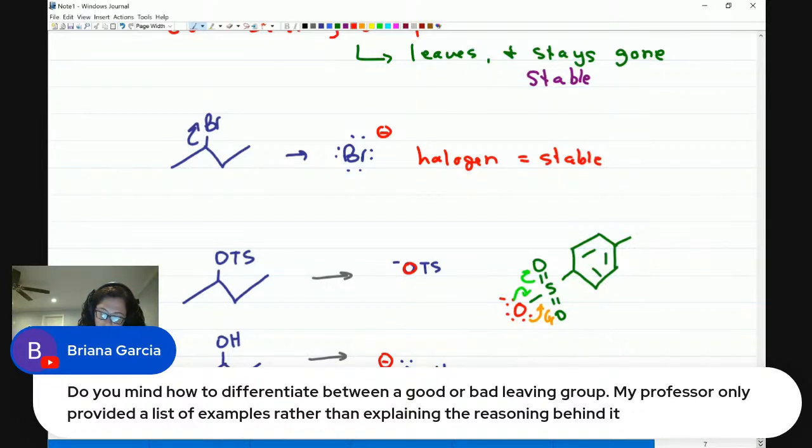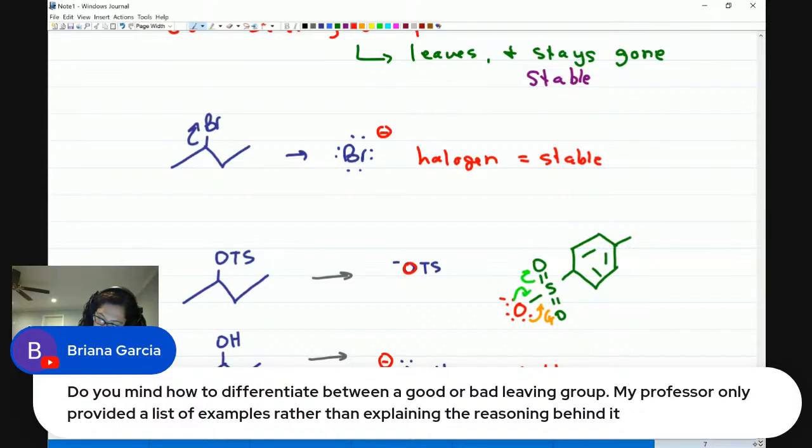OH minus is unstable. It is very strong. It is very charged. It is very, very reactive. You try to form an OH minus in a solution with a carbocation, that thing is going to turn around faster than my son, who realizes he needs one last hug. And so it's not a good leaving group because it does not stay gone.